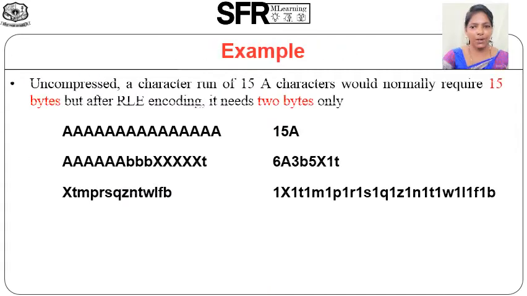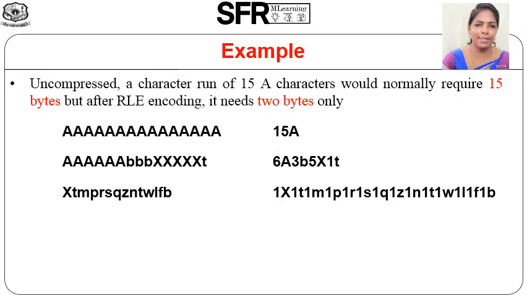Now let me see an example here. In the first example, intensity value A is repeating again and again. On counting, you can see it's repeated 15 times, so it can be encoded as 15A. In the next example, the A value is repeating 6 times, B value 3 times, X value 5 times, and finally T once. So it can be encoded as 6A, 3B, 5X and 1T.